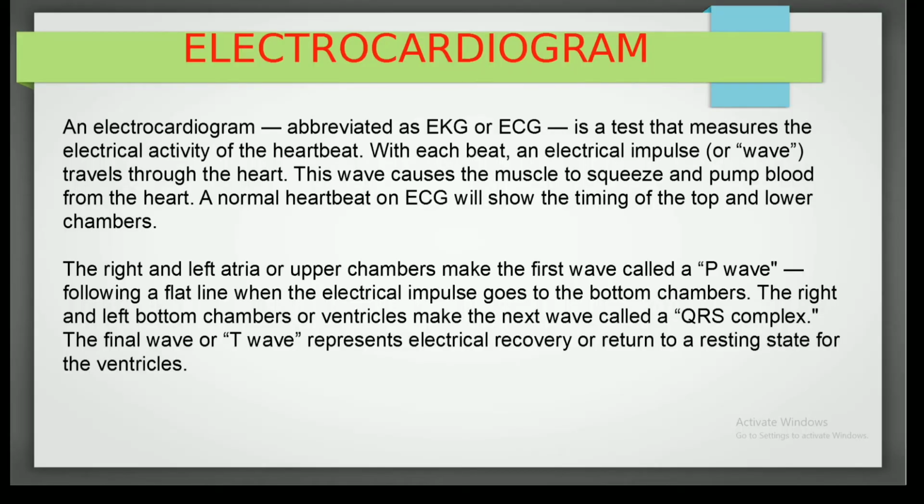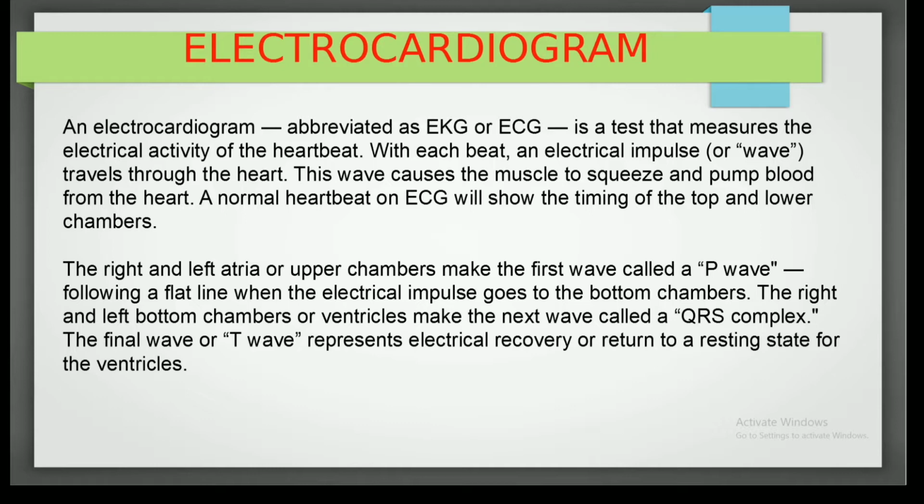In the heart conduction system there is the SA node, and the SA node is present in the right atrium. Electrical impulses are generated from the SA node, and the electrical impulse is carried from the SA node to the AV node, and from the AV node it is transmitted through the bundle of His, then the Purkinje fibers, which are present in the two ventricles.